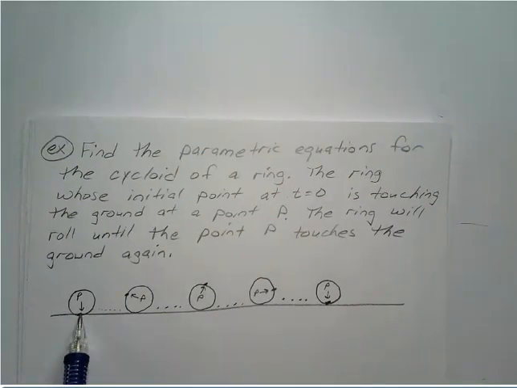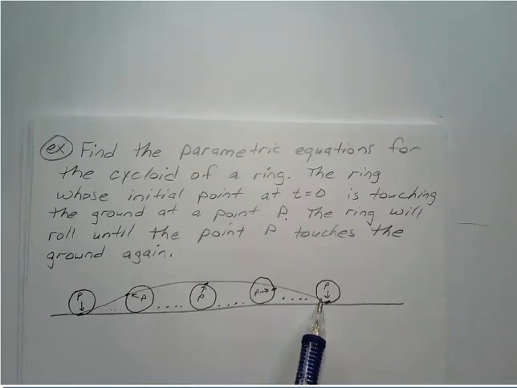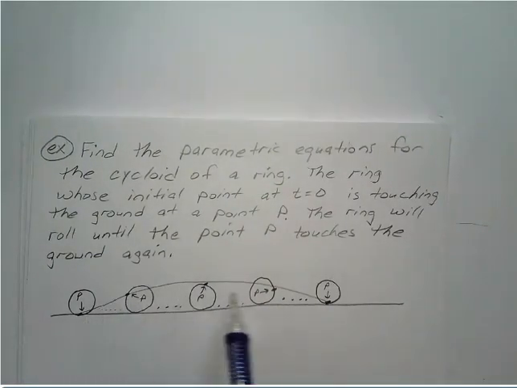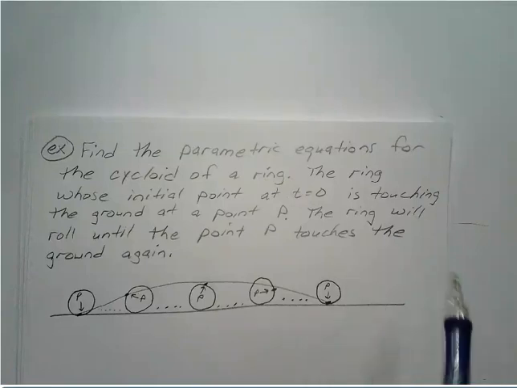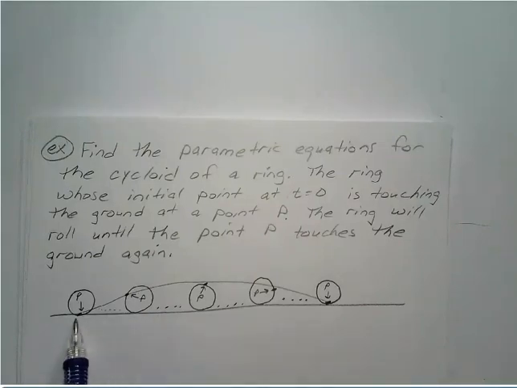If we follow where that point is, from here to here to here and all the way back there, that curve is called a cycloid, or at least one part of a cycloid. If it keeps rolling over and over, it bounces, then bounces, and keeps on going. But this is just one rotation of a cycloid. So what we're going to do is find an equation for the cycloid.